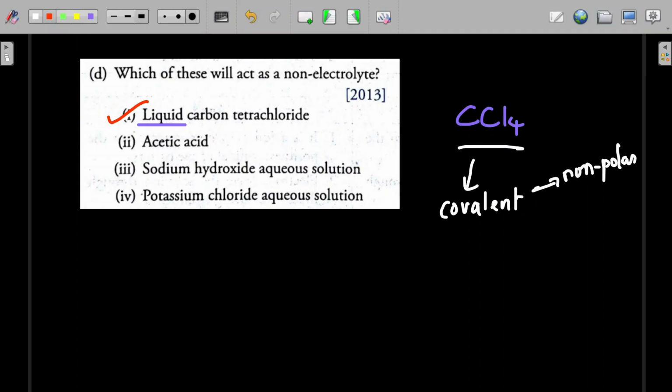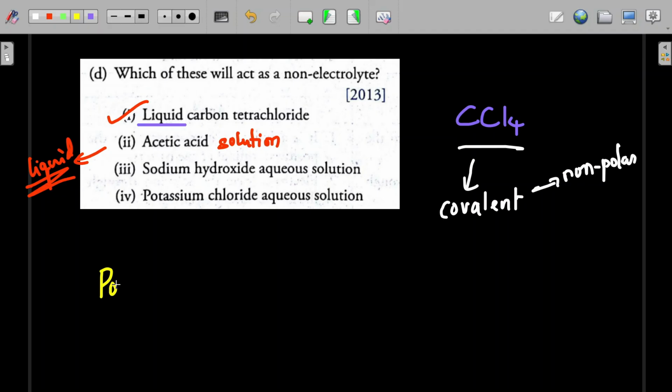Acetic acid can also be correct, but they have to mention here acetic acid solution, just like the other options. Yeah, if you take it in aqueous state. Okay, yes, acetic acid is also in the liquid state of matter. Okay, but it is an organic, polar compound. So when it dissolves in water, then only it conducts electricity. Okay, therefore that has to be solution state.